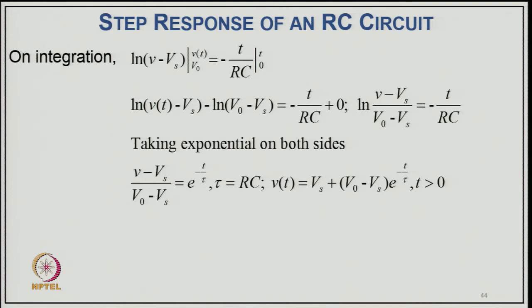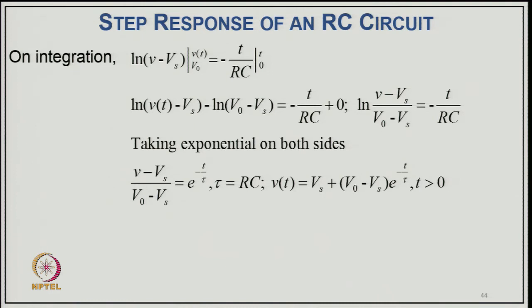It can be written as ln(V(t) minus Vs) minus ln(V0 minus Vs) equal to minus t upon RC plus 0, or finally as a single function, ln of (V minus Vs) upon (V0 minus Vs) equal to minus t upon RC. Taking exponential on both sides, (V minus Vs) upon (V0 minus Vs) equal to e to the power minus t upon tau, where tau is RC, and V(t) equal to Vs plus (V0 minus Vs) e to the power minus t upon tau for t greater than 0.